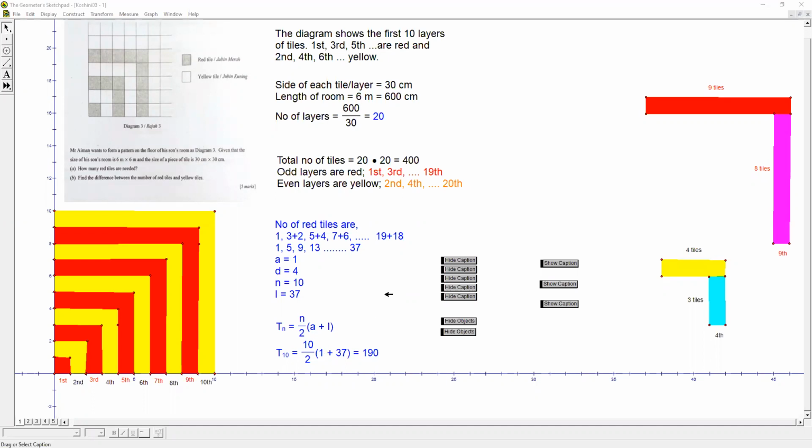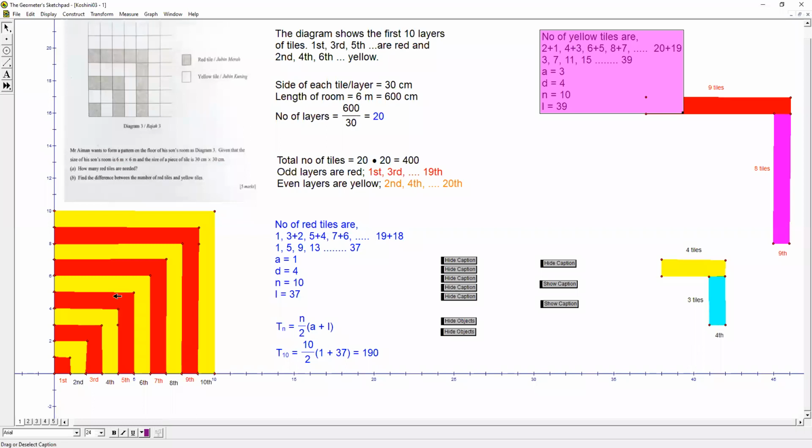But then I want to show off that I know arithmetic progression. So how? Now the number of yellow tiles: 2 plus 1, here 2 horizontal, vertical 1. The next one is 4 plus 3, 4 horizontal, bottom here 3. Next one, 6 plus 5, altogether 6 horizontal, 5 vertical, and so on. The last one is the 20th, because even number. The red one ended at 19 because it's an odd number, but for the yellow tiles, the last one is 20. So 20 plus 19.